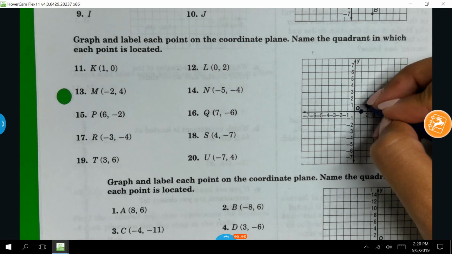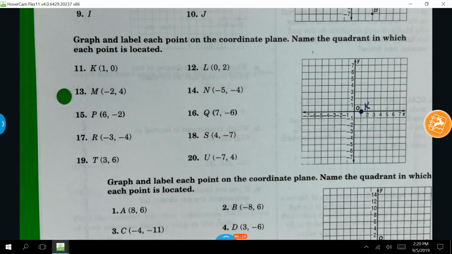It's point K, so you have to label it. So you got to put that K right next to it. And it also tells me to name which quadrant it's located in. So what quadrant is this in? Jet. 1. So what makes you think it's in 1 and it's not in 4? What do you think, Jenny?